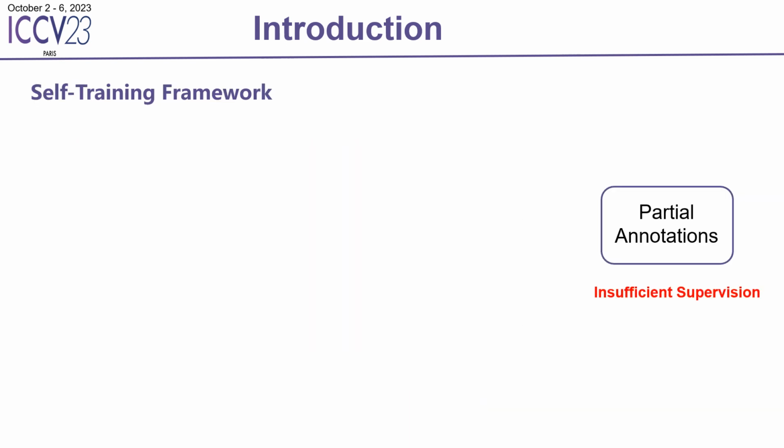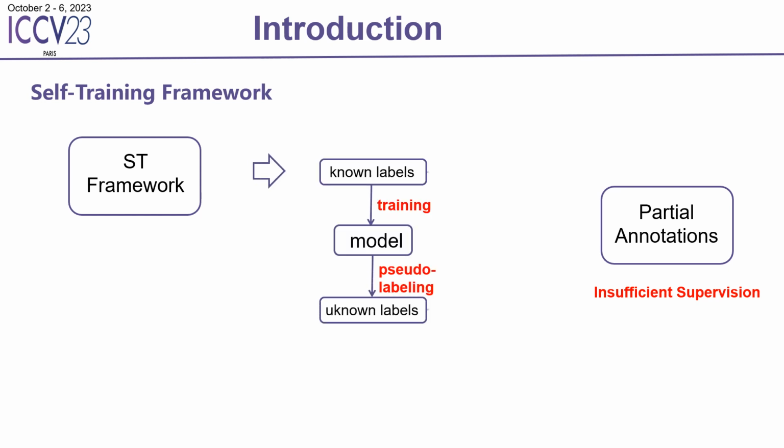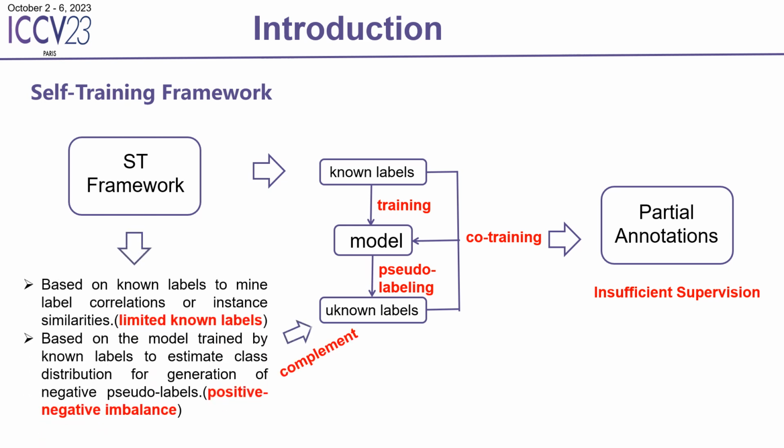Models trained with partial annotations perform poorly due to insufficient supervision. The self-training framework is used to solve the problem. Known labels are utilized for training a model first, then the trained model is used to generate pseudo-labels for unknown labels, and at last, the model is trained by all labels again. Current ST methods focus on label correlations or instant similarities and class distribution estimation.